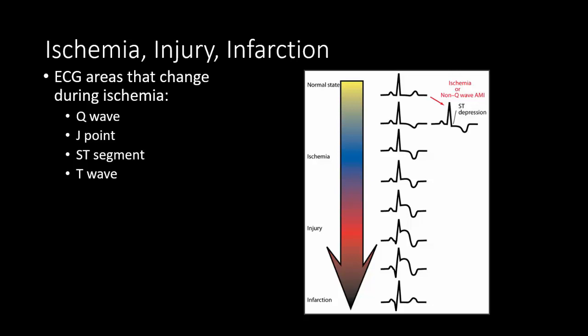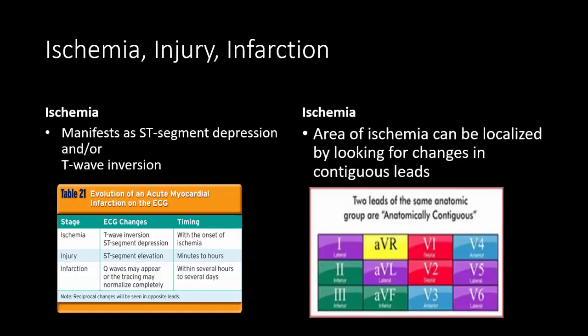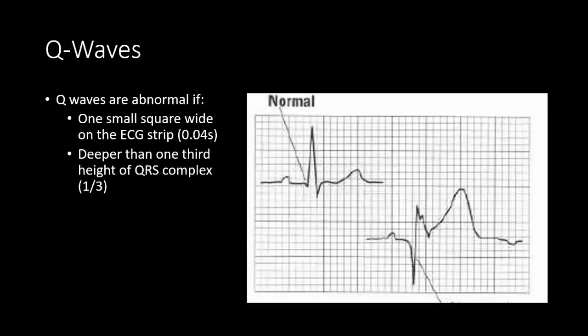So again, this is the same graphic that we noticed earlier. You notice the development of the ST elevation as you get worse. So ischemia progresses to injury, progresses to infarction. Again, we want to notice this in our anatomically contiguous areas, as noted with the different colors. In order for you to determine that you have an abnormal Q wave, it's got to be deeper than one-third the height of the QRS complex.